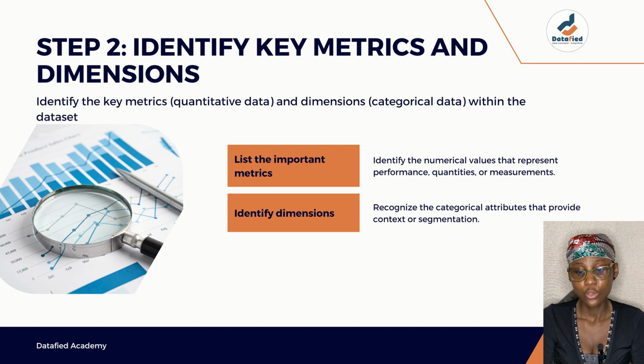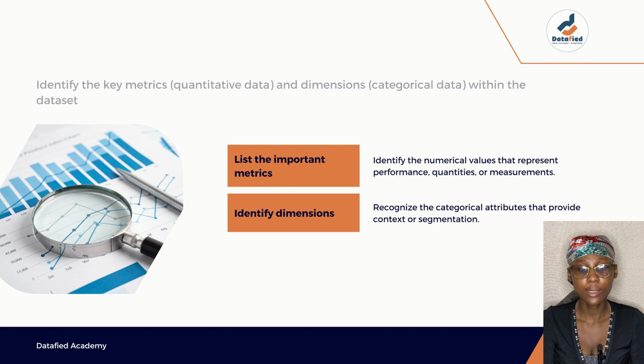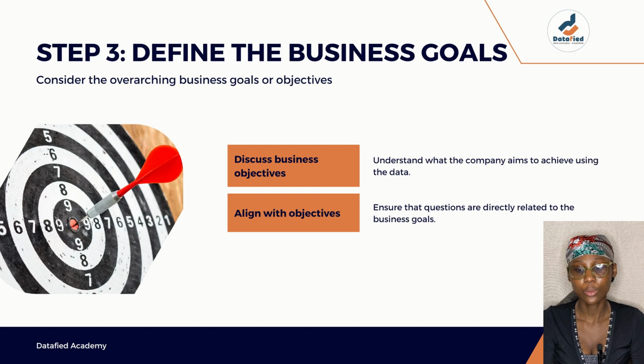Then secondly, you go ahead to recognize the categorical attributes that provide context. Categorical dimensions could be products, can be customers, in the educational settings can be students or courses. So when you're able to identify your metrics and the dimensions, it will go a long way to help you draft business questions. After identifying these two important things in your data set, you write them down and you proceed to the next step, which is define the business goal.